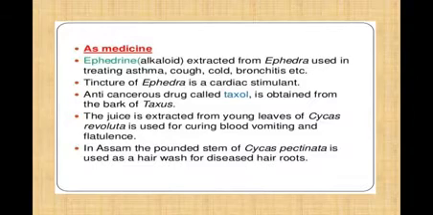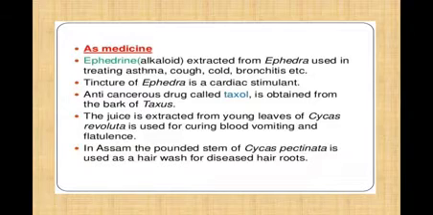Uses of gymnosperms as medicine. Ephedrine alkaloid extracted from ephedra is used in treating asthma, cough, cold and bronchitis. Tincture of ephedra is a cardiac stimulant. Anti-cancerous drug called Taxol is obtained from the bark of taxus. The juice extracted from young leaves of Cycas revoluta is used for curing blood vomiting and flatulence.